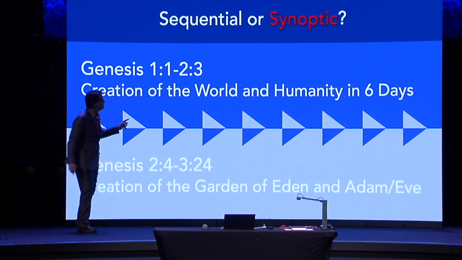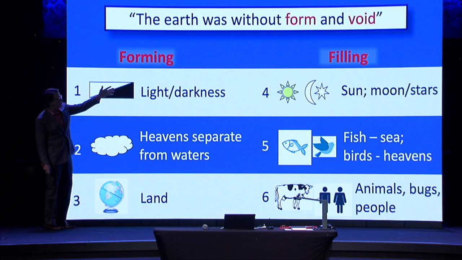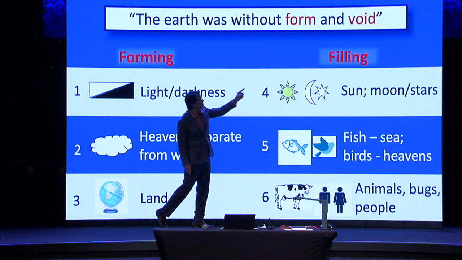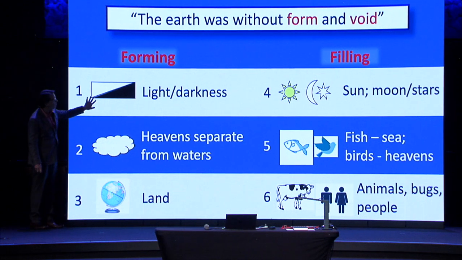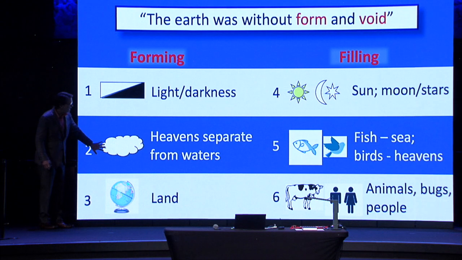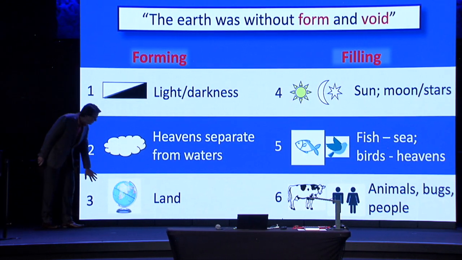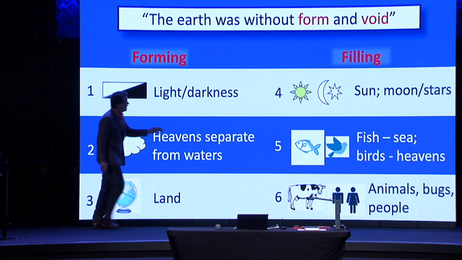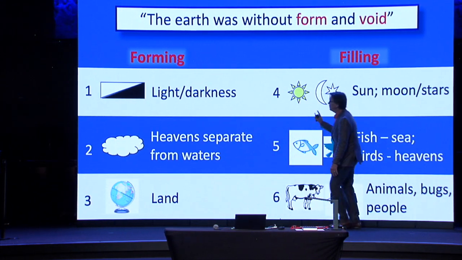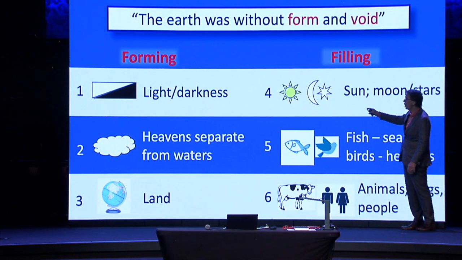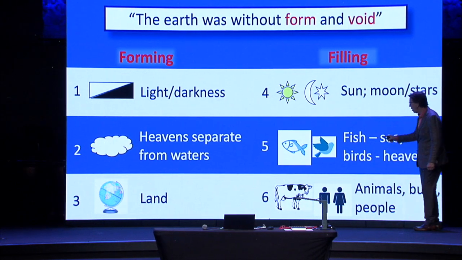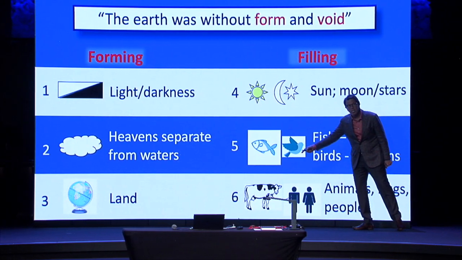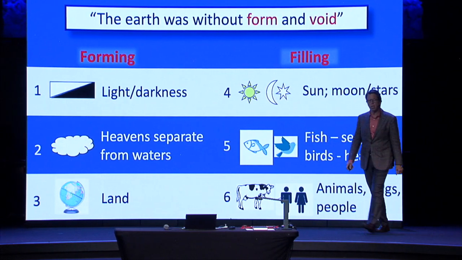So if you go back and you remember this chart I've been putting up here, the earth is without form and void, Genesis 1:2, and then what God does is he forms that which is without form and he fills that which is void. So on day 1, he forms light and darkness. So they have a form. He forms heavens separated from the waters. He forms land and plants and vegetation with the land. That's all formed. Then he's got 3 days where he fills what he formed. So on day 4, he fills the light and darkness with the sun, moon, and stars. He fills the heavens and the waters with birds and fish. He fills the land, which has vegetation, with animals, bugs, and people.